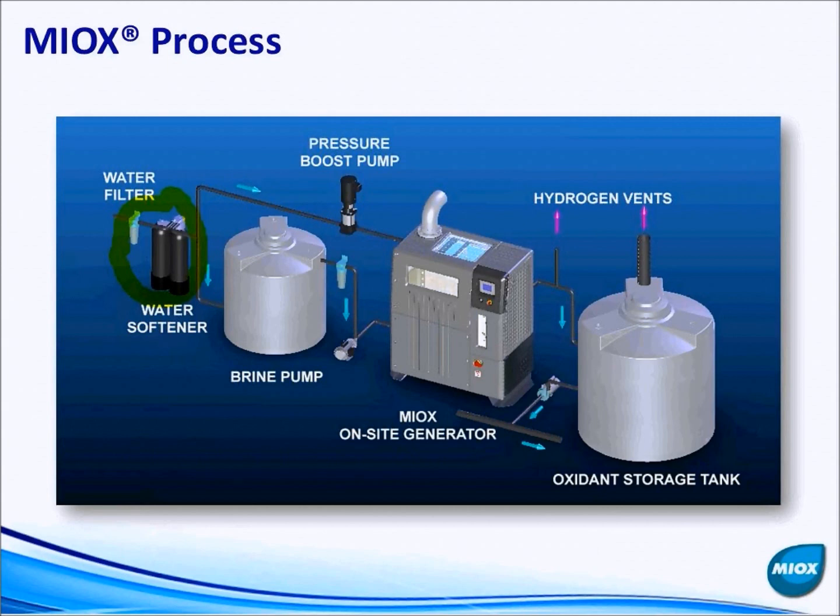Then we split that stream. Part of it goes into a brine tank where we make up our saturated brine. Part of that stream also goes into the back of the generator, so the generator will combine those two streams, automatically blend them at the right ratio, automatically control the electrolytic process, and produce an oxidant that then goes into the oxidant tank downstream, which can then be dosed into whatever your application might be.